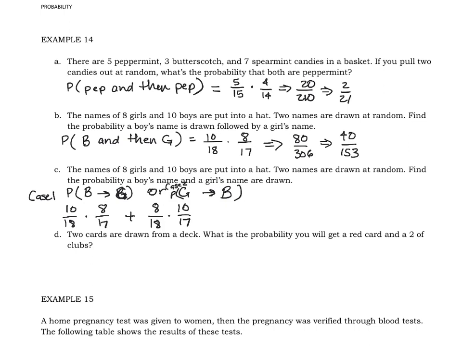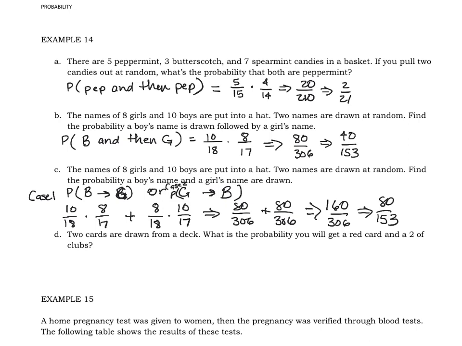Now if you're mathematically astute enough, you might say, well, aren't those basically the same thing? Yes, they are. Okay, so we will have 80 over 306 plus 80 over 306, and that will give us 160 over 306, which will reduce to 80 over 153. So D is a similar type of problem. 2 cards are drawn from a deck. What's the probability you will get a red card and a 2 of clubs? So they didn't say a red card and then a 2 of clubs. They're just saying a red card and a 2 of clubs.